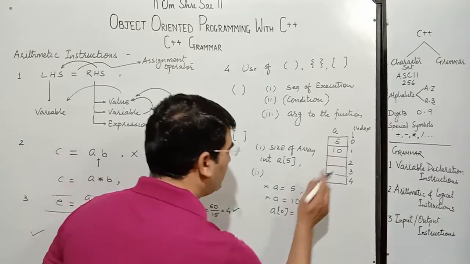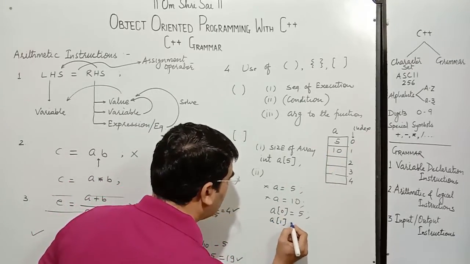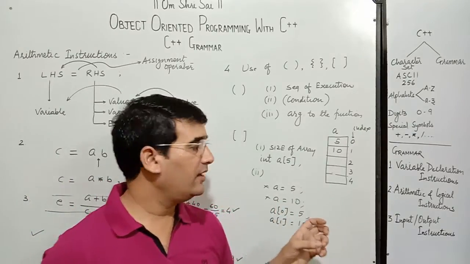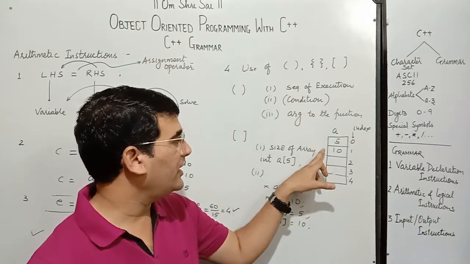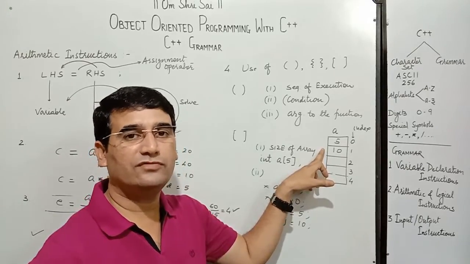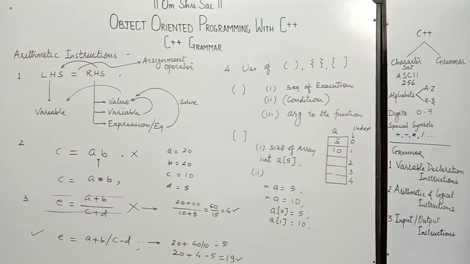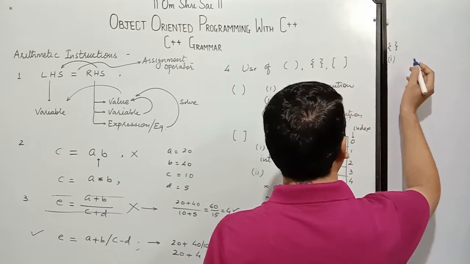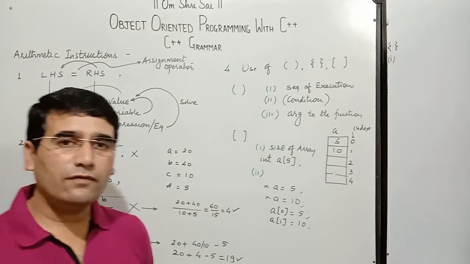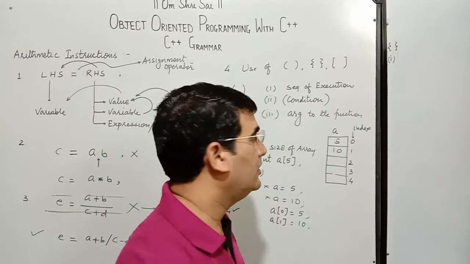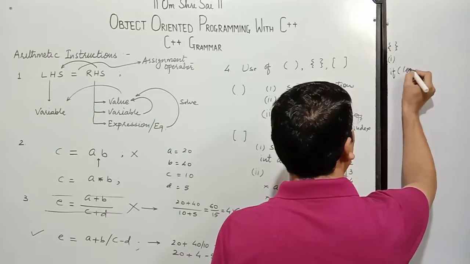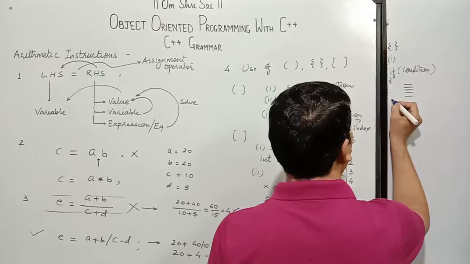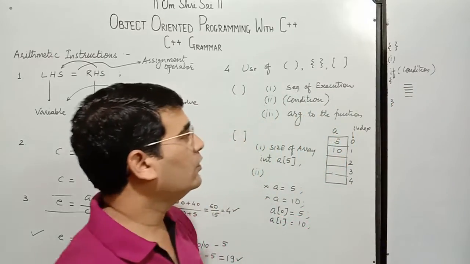If I want to store 10 over here, I must write a of 1 is equal to 10. So this is how the square bracket is used to identify or access any particular or individual memory location out of the array. Now, third bracket is curly braces. The first use of the curly bracket is to specify a block of code or group of statements. For example, if I write if statement, I must specify the condition over here and then a group of statements. This is known as the block of code or group of statements.